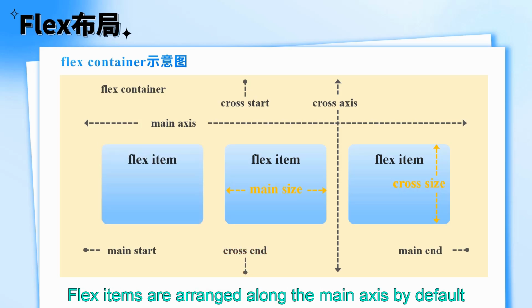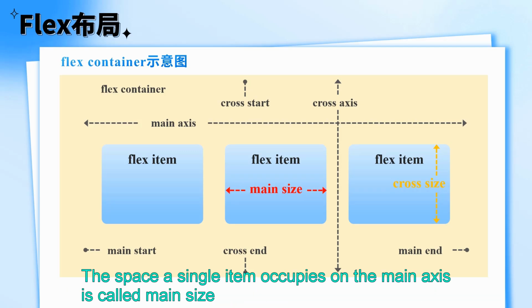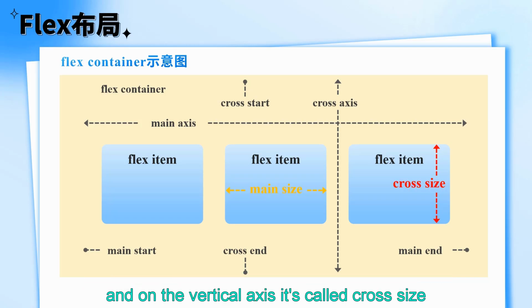Flex items are arranged along the main axis by default. The space a single item occupies on the main axis is called main size, and on the vertical axis, it's called cross size.